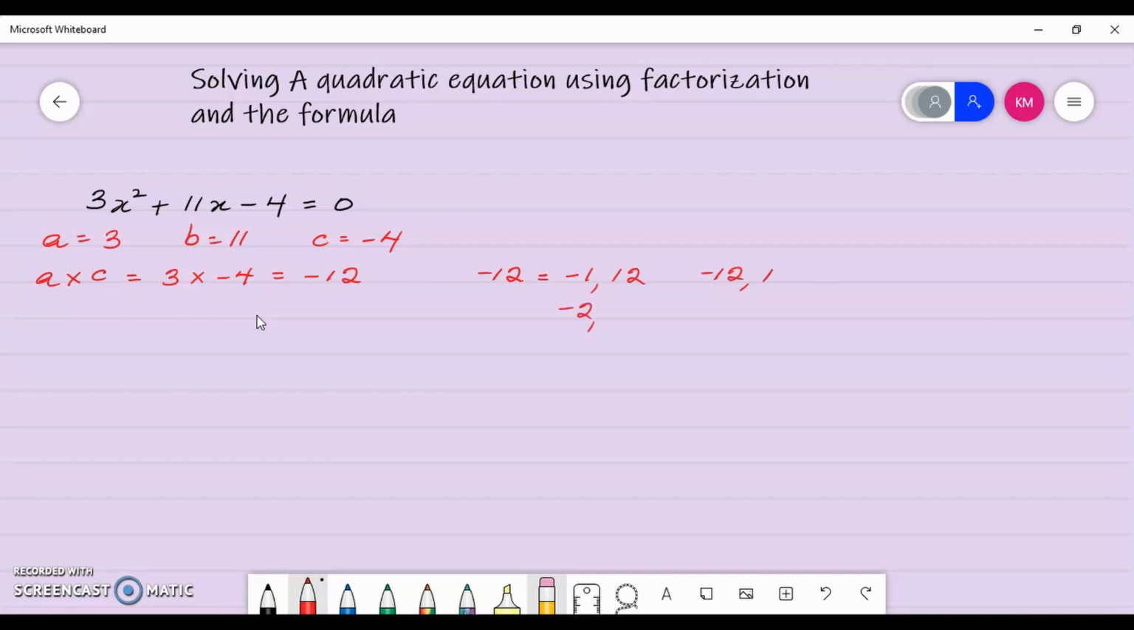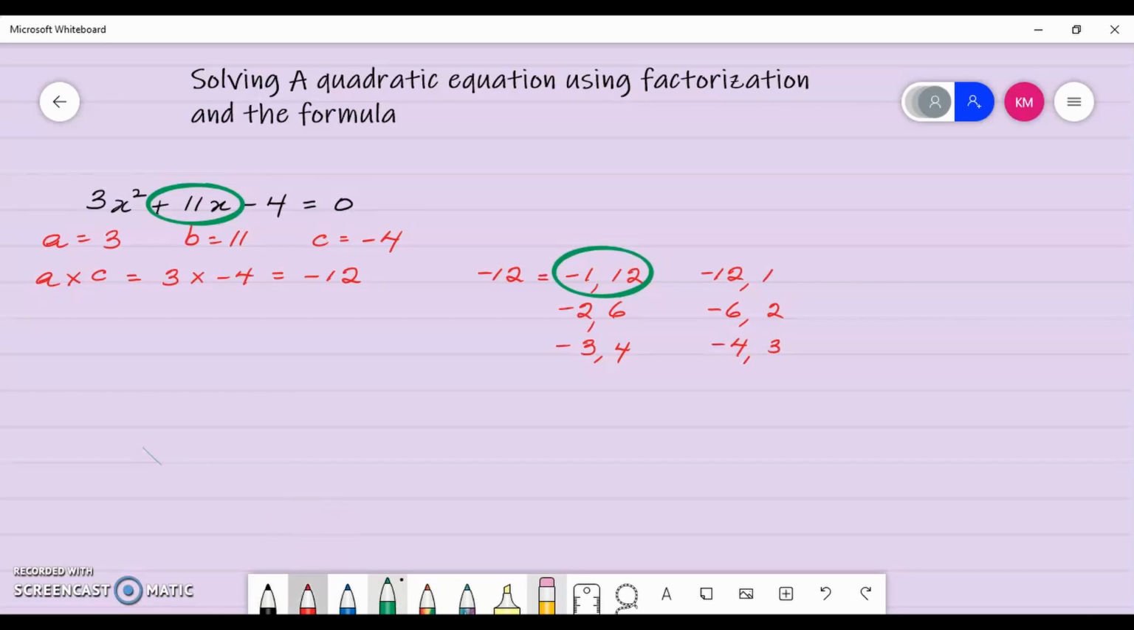-2, +6, -6, +2, -3, +4, -4, +3. Then I select a pair that when added is going to give me that term there. So that is going to be, remember it's +11 I want, so it's going to be -1 and +12. So I'm going to replace that now.